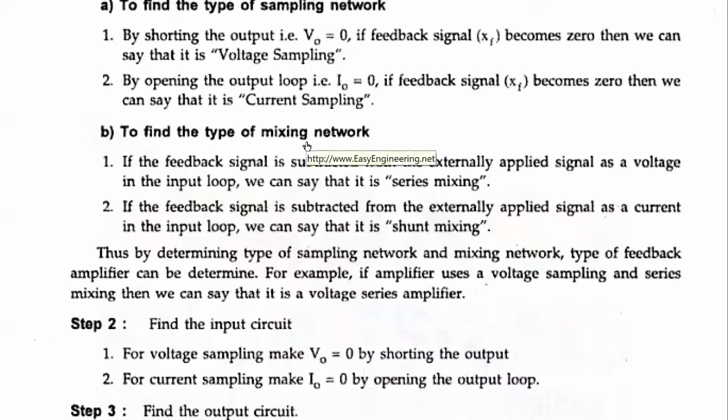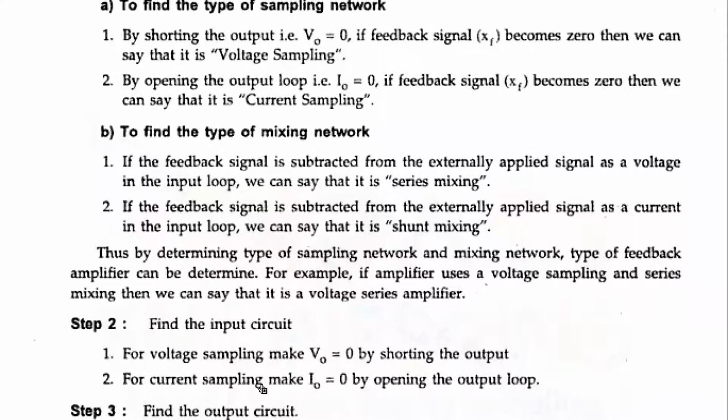Then suppose if it is current sampling, suppose you identify that your circuit has current sampling, then what you do? You make the output current 0, means open circuit the output. Then whatever the remaining circuit, you will draw as it is. So that will be the input circuit.